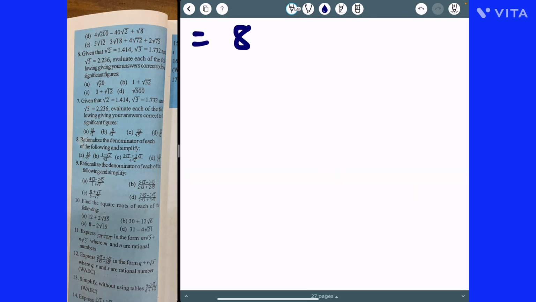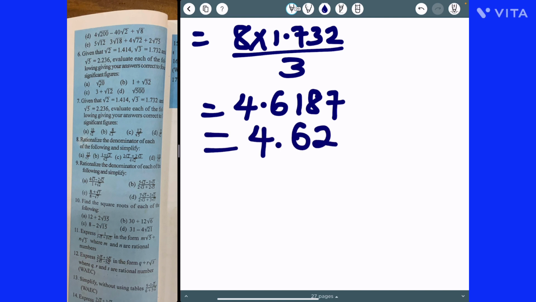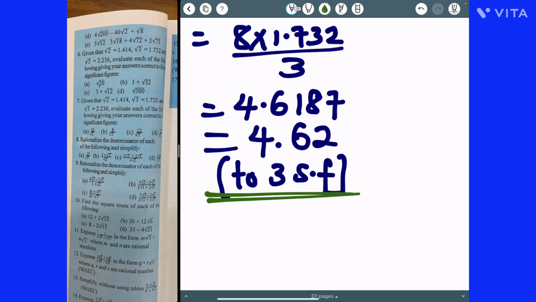8 root 3 is 8 times 1.732 over 3. Let's use our calculator to find that: 8 times 1.732 divided by 3 is 4.6187. Now, 4.6187 is the same thing as 4.62 to 3 significant figures. So take note of that approximation, because it always carries its own separate marking.